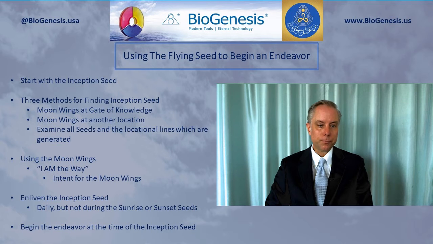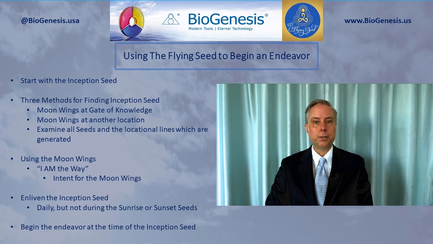Then what you do is you enliven that inception seed. You take the primary wheel for it, you put it on the seed, on the flying seed, and you enliven it using the seed phrase, just as we enliven your normal inception seed, your normal appellation seed, your normal mission seed. We do the same thing for the endeavor's inception seed, enlivening it. You should not do it during the sunrise seed set. You should not do it during the sunset seeds practice. You can do it any other time during the day, however, and you should do it each day leading up to the beginning of the project.